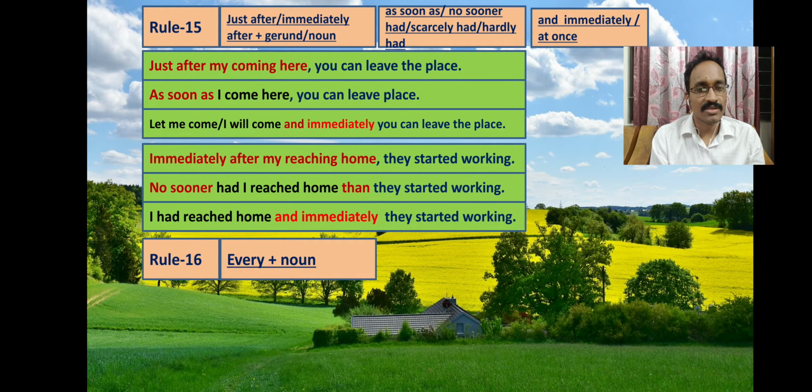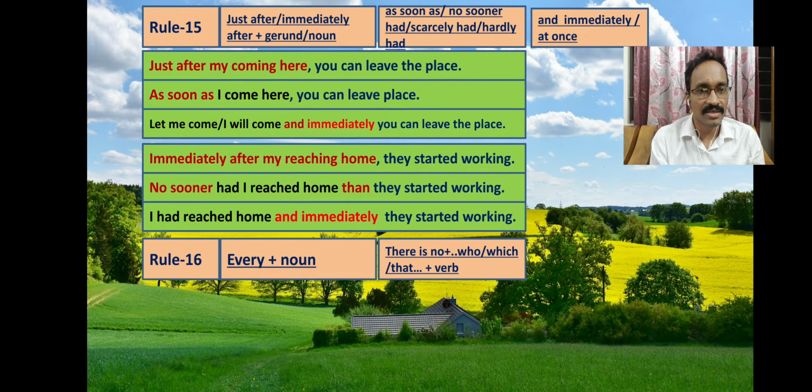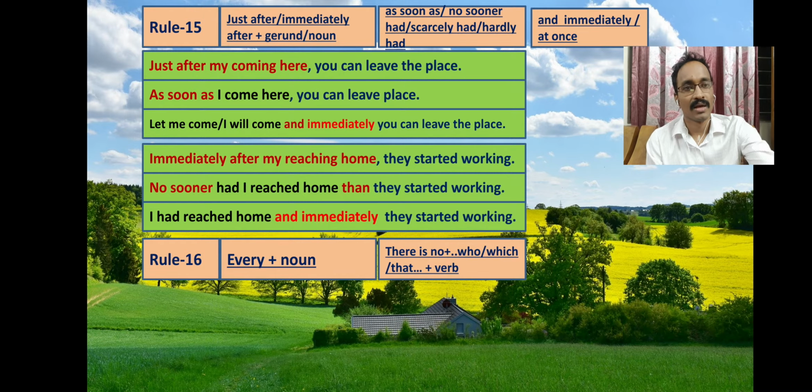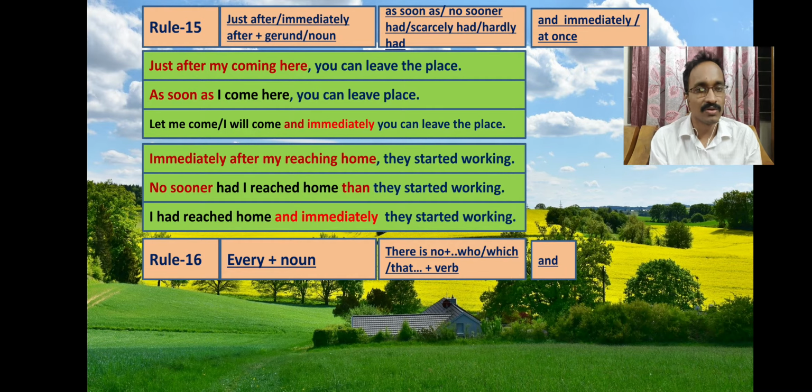In rule 16 you see, in simple sentence we may find every and then there is a noun, every plus noun. What should we do? In this case we will start the complex sentence with there is no plus who or which or that, then we will use verb, and in the compound sentence we will use and.